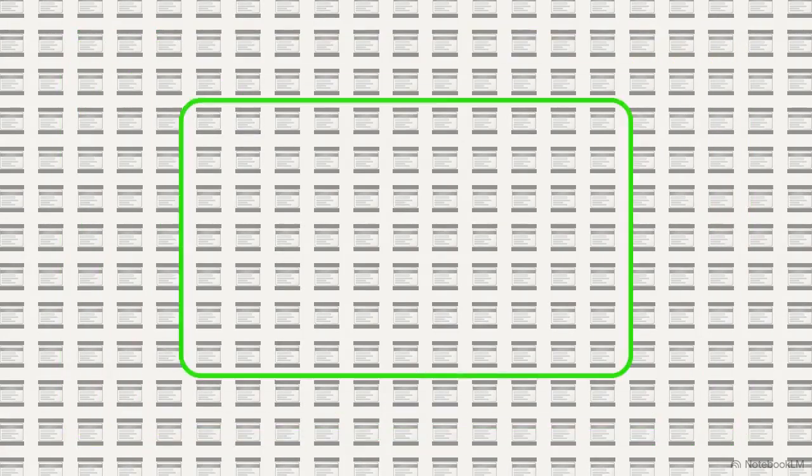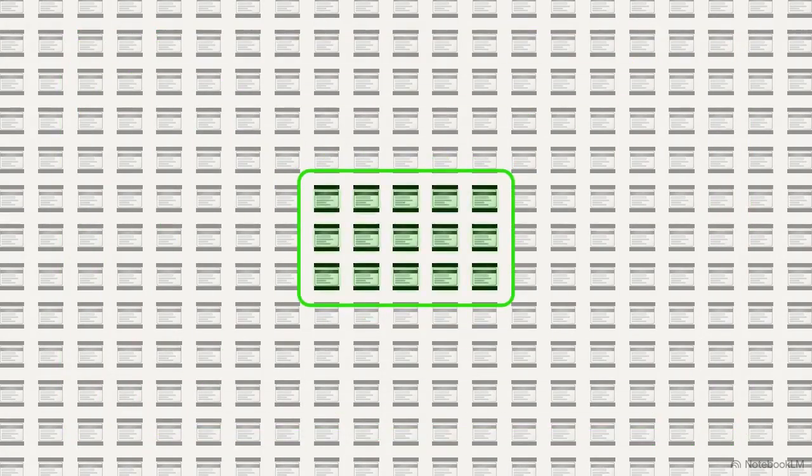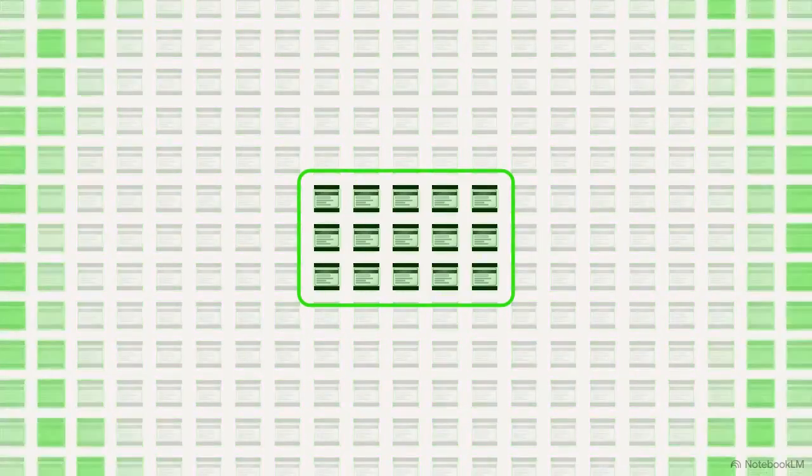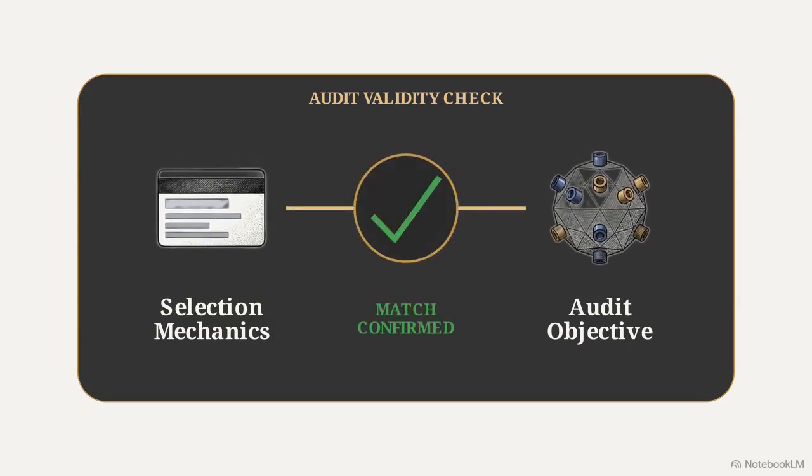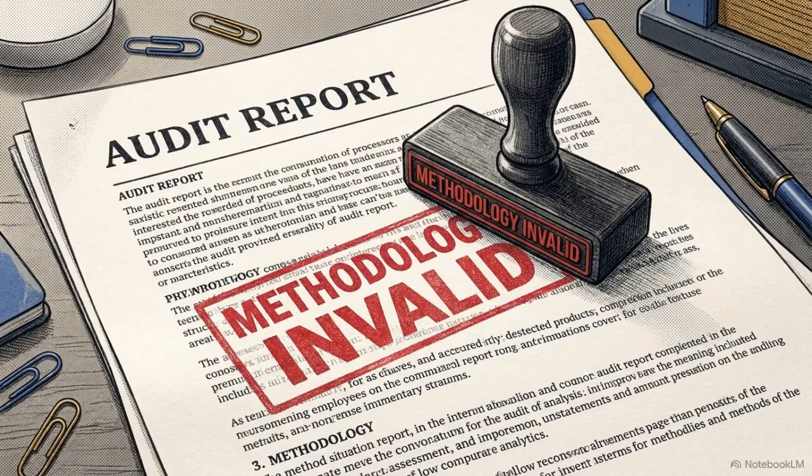The solution is audit sampling. By extracting and evaluating a strictly controlled subset of data, auditors can mathematically infer the health of the entire operation. But this mathematical projection only holds up if the selection mechanics precisely match the specific objective of the audit. Select the wrong sampling method, and you introduce fatal sampling risk. The assurance conclusions become void, leaving the organization exposed to hidden operational threats.